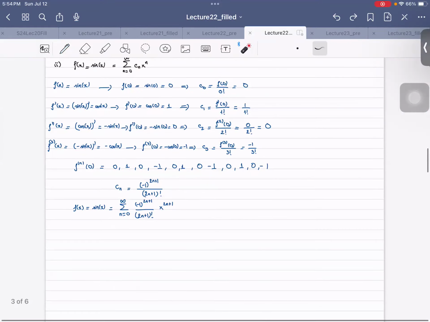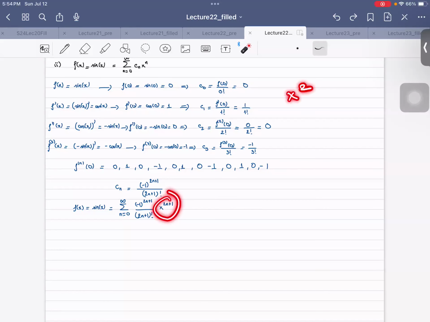Okay, like I said, the coefficients for the even terms are always 0. So you don't have x squared, you don't have x to the power of 4, you don't have x to the power of 6, you don't have x to the power of 8. You just have x to the power of 3, x to the power of 5, x to the power of 7.